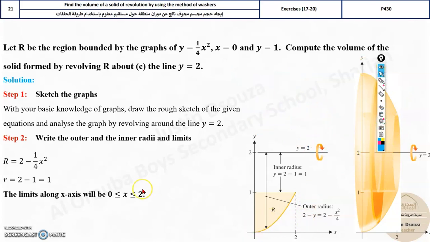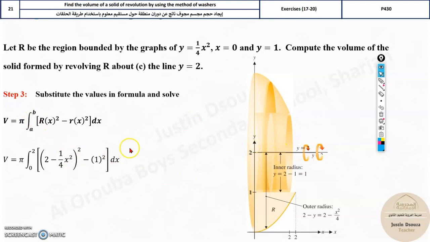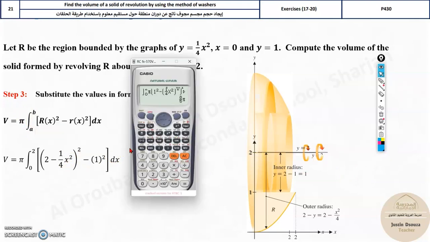So that's it. Now then, use the formula. The outer radius square minus the inner radius square into dx. Write the formula appropriately. Then write the limits 0 to 2. And now just put in the calculator. You will get the answer. That is over here. Open the bracket. See, make sure you close the bracket and open the bracket properly because we had a mistake just a while ago.